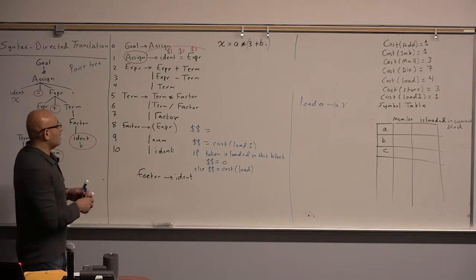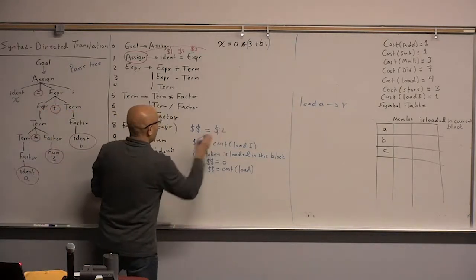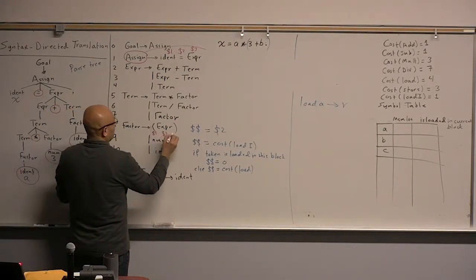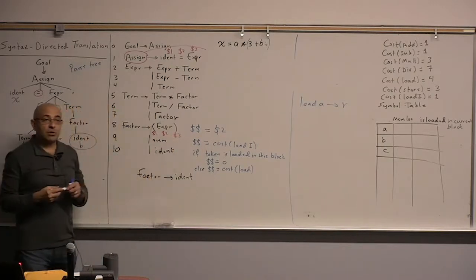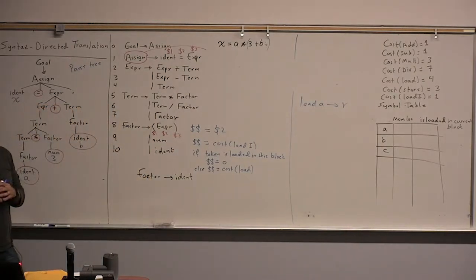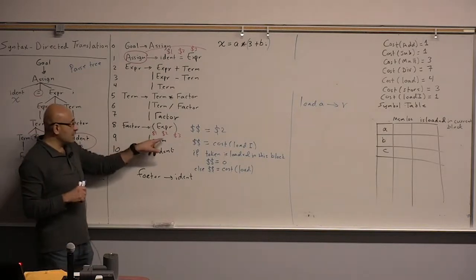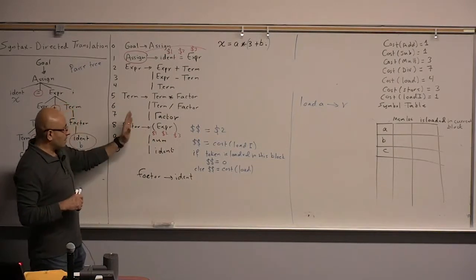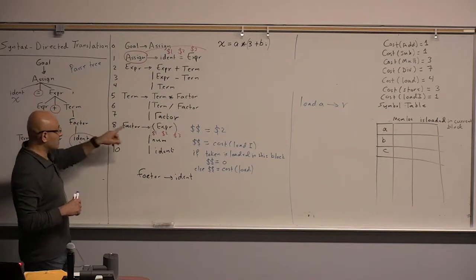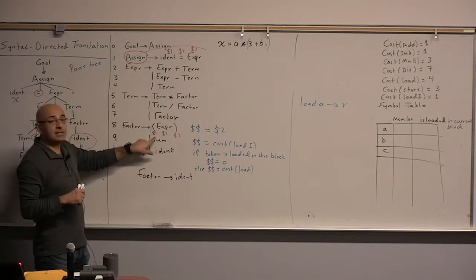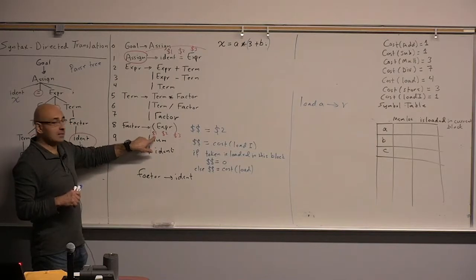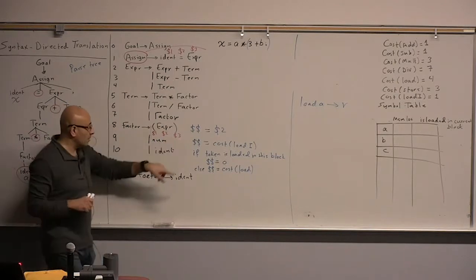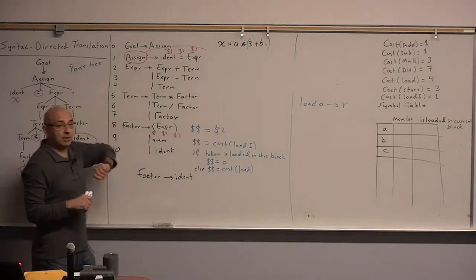Yeah, $2. Why $2? Because this is $1, this is $2, this is $3. So you count all the symbols, whether they are terminals or non-terminals. And what's the symbol number of expression on the right-hand side of the production? On the right-hand side of the production, there are 3 symbols. Symbol number 1 is open parentheses. Symbol number 2 is expression. Symbol number 3 is close parentheses. So the symbol that we care about is symbol number 2.